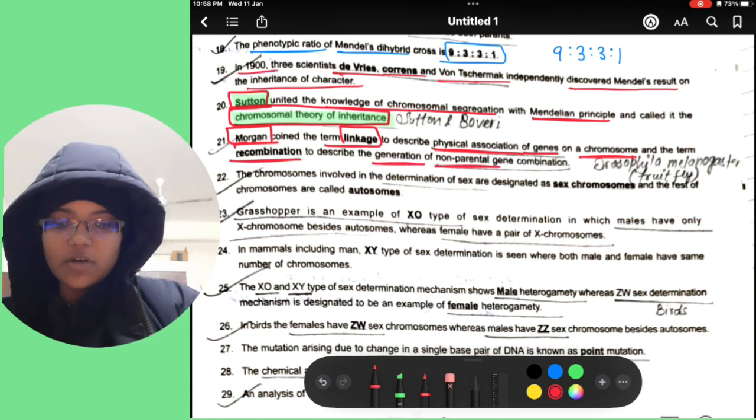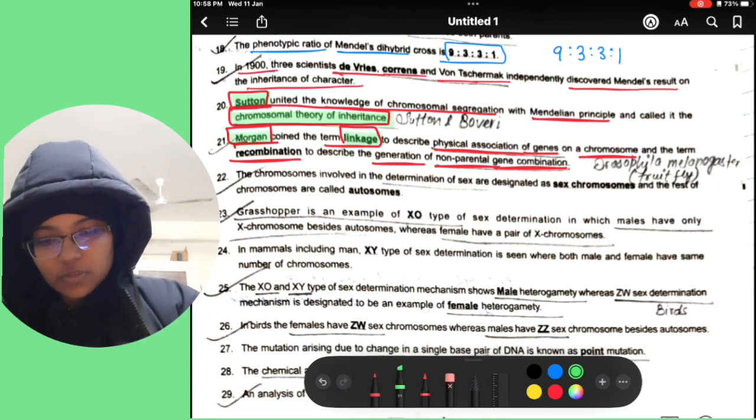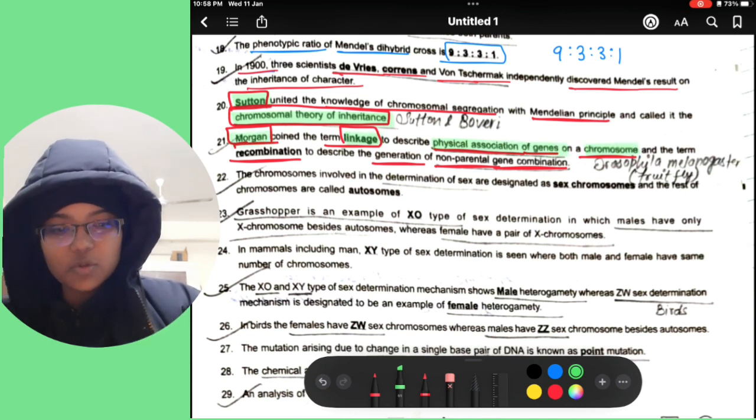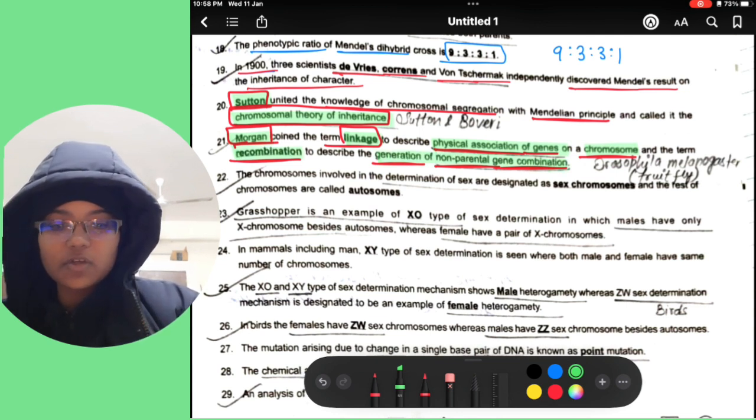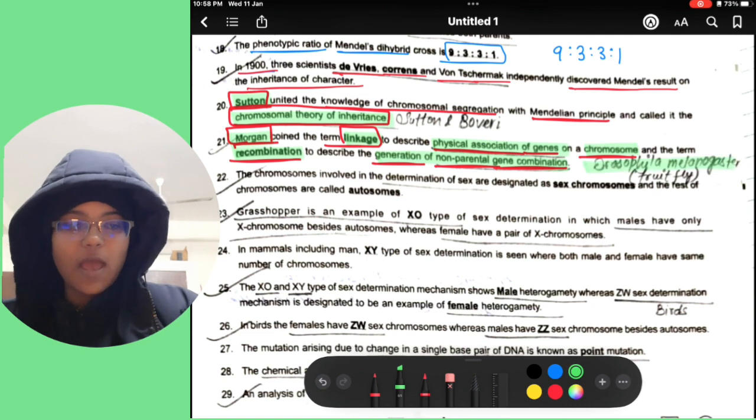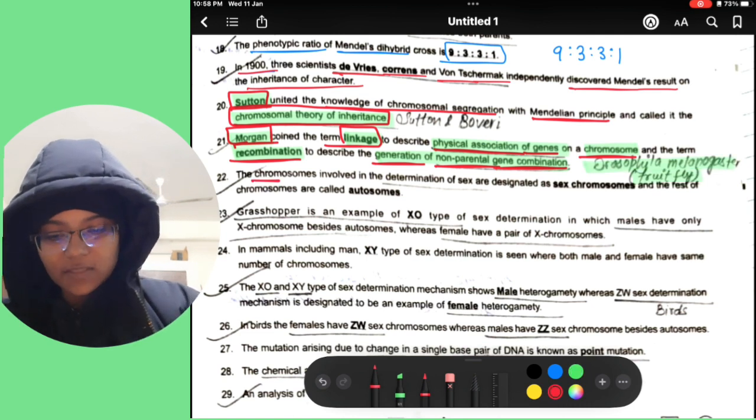Morgan coined the term linkage to describe the physical association of genes on a chromosome, and the term recombination to describe the generation of non-parental gene combinations. And he used Drosophila melanogaster, that is the fruit fly, for his experiment.